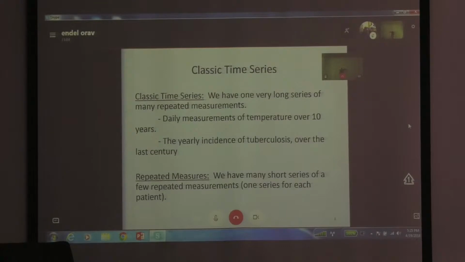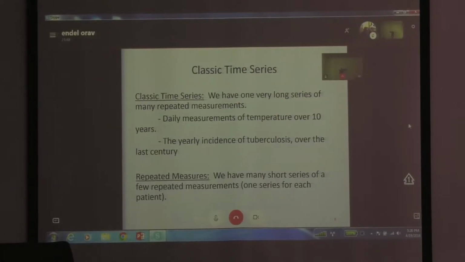And just to contrast it, what we're going to talk about this week, the longitudinal or repeated measures, we have many short series of a few repeated measurements each. So instead of daily measurements of temperature over 10 years, we're going to have CD4 count at time 1, 2, and 3. But we'll have it not just with 3 time points, but over many, many patients. So not one very long series, but many short series. And short doesn't have to be 3, it can be 5 or 10 or 20. But typically, it's a lot less than temperatures over 10 years.